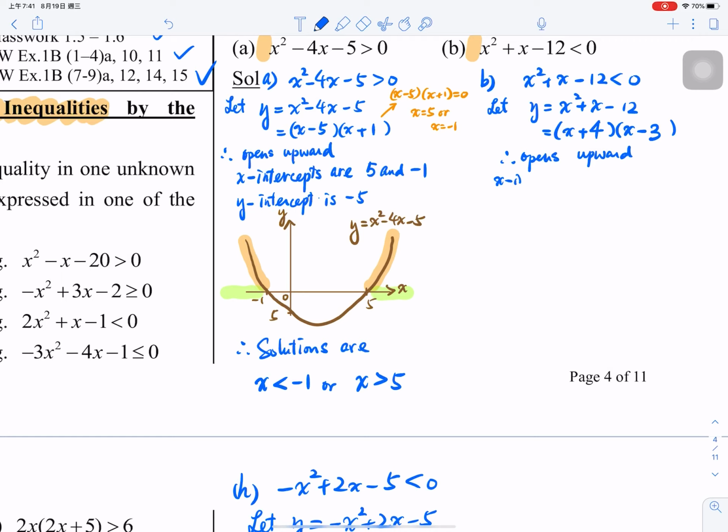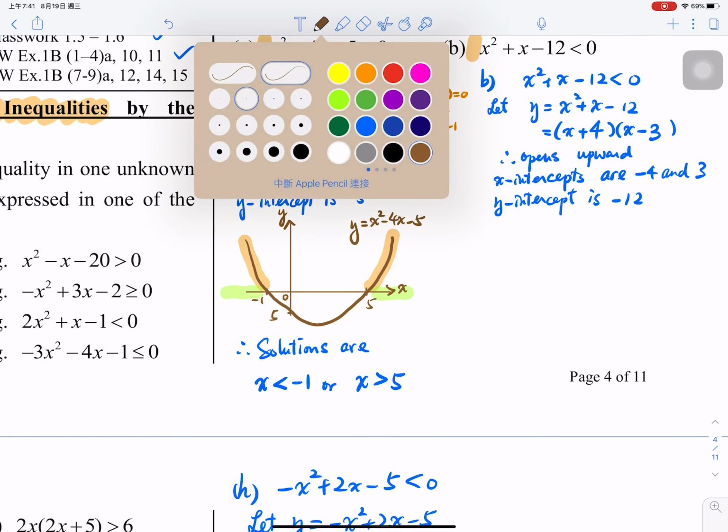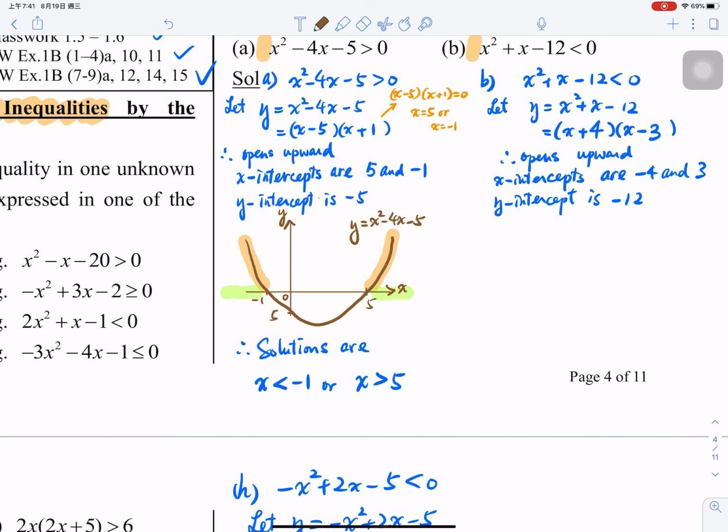And what are the x-intercepts? Good. Negative 4 and 3, correct. How about the y-intercept? Read it from the quadratic function. When x equals 0, you are left with negative 12. So the y-intercept is negative 12. Great. Let's draw or sketch the graph.